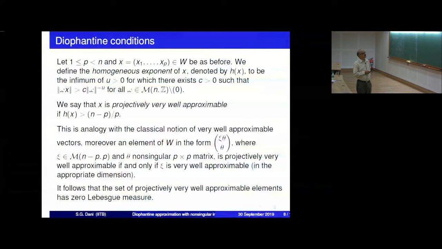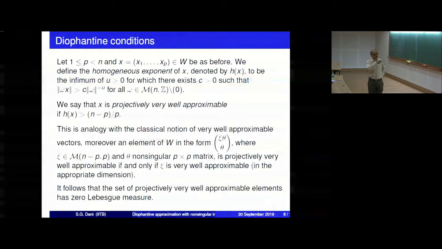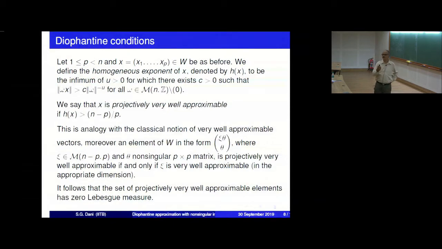Now, we say that x is projectively very well approximable if this homogeneous index h(x) is at least (n minus p) by p. Most of you would be familiar with the notion of a number, a vector, or more generally a matrix being called very well approximable. I'll not go into the definitions of that, but here there is a specific definition, and it indeed corresponds to the classical situations.